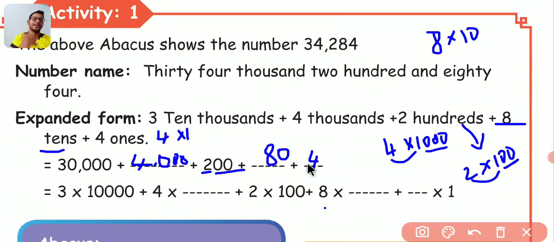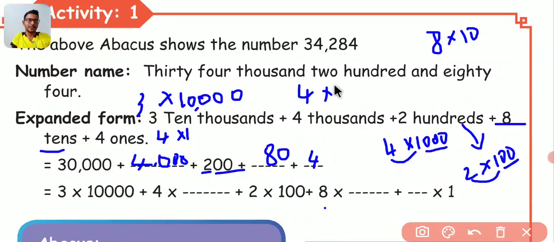Okay, I hope you understand. So 3 10,000 means 3 cross 10,000. 4,000s means 4 cross 1,000s. 200 means 2 cross 100s. 8 tens means 8 cross 10. Okay, this is the meaning.